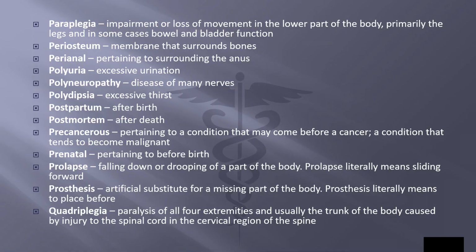An example of a precancerous lesion is a polyp, a benign growth commonly found in the colon. Polyps are often removed via colonoscopy because they may eventually become malignant. Prenatal is pertaining to before birth.